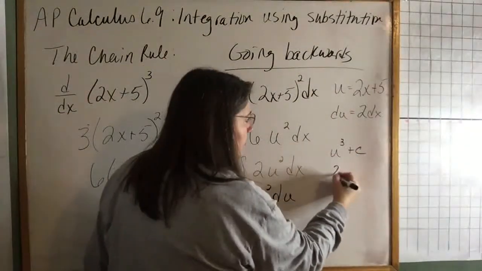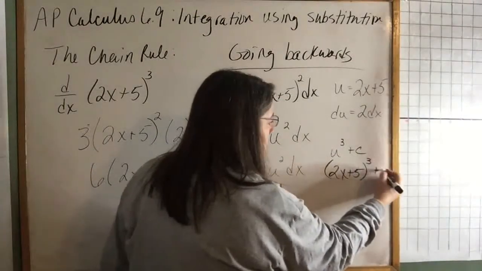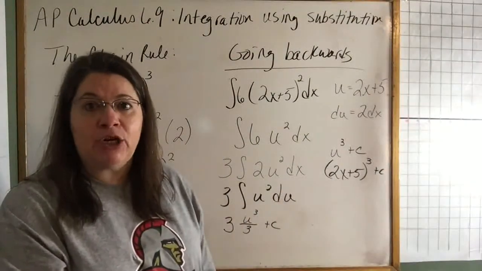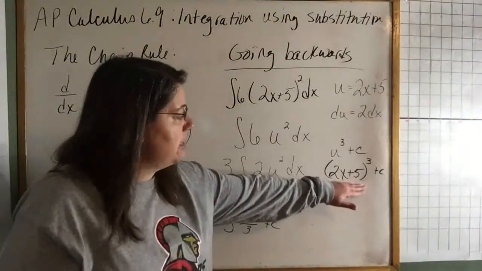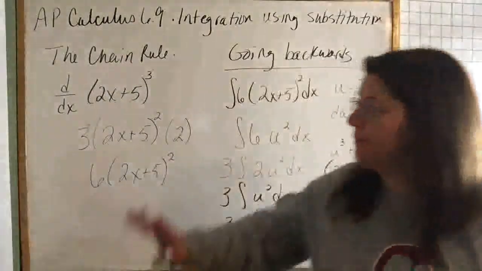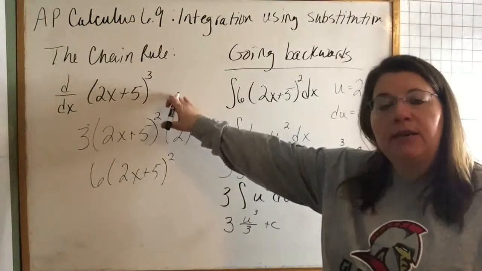So u is 2x plus 5 cubed, and we've got the plus c to account for any whole number that may have been added to our function. Look at this. That's 2x plus 5 cubed. Notice right here, 2x plus 5 cubed is what we started with.